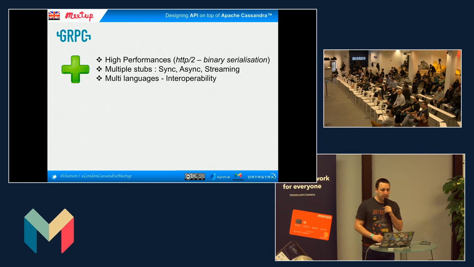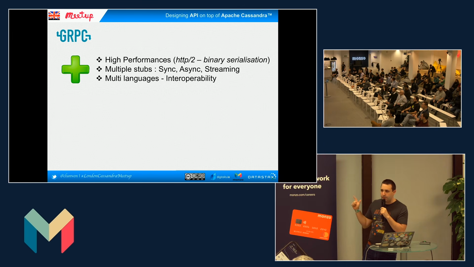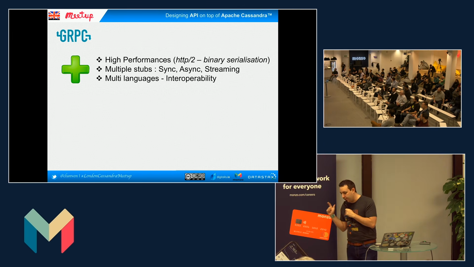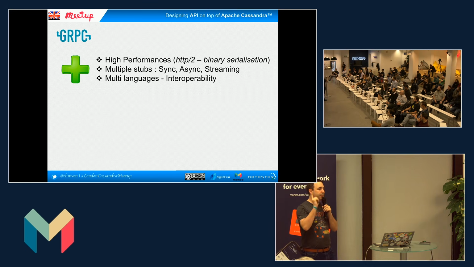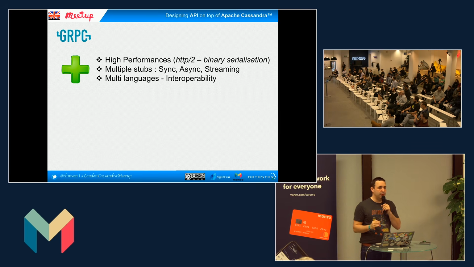gRPC, okay. It's good for high performance, based on HTTP/2, full async if you need to. That stuff will generate for you three stubs: synchronous, asynchronous, and even bidirectional streaming. As it's serialized using protobuf, it has a small footprint and fast serialization. So it's all about performance and streaming.